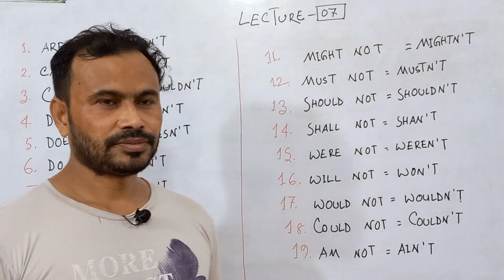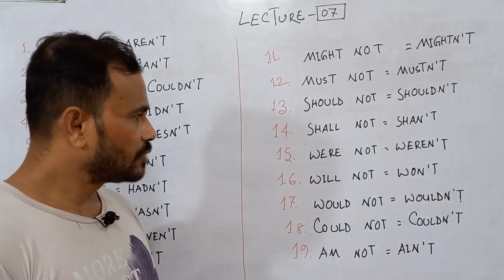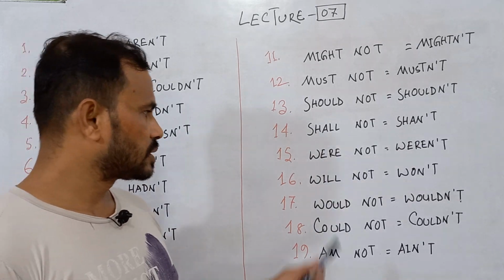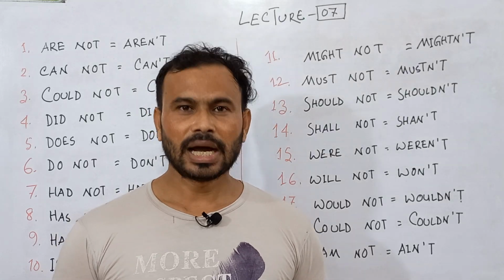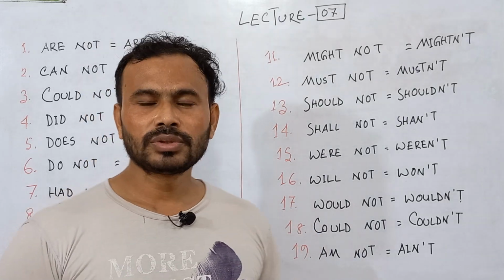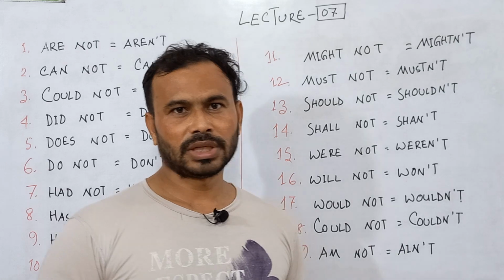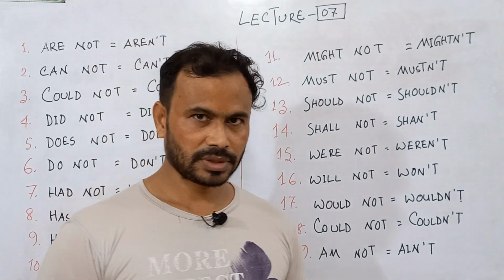Okay. So if we want to use the contracted form of would not, we can say: I wouldn't go to school today. I would not go to school today.